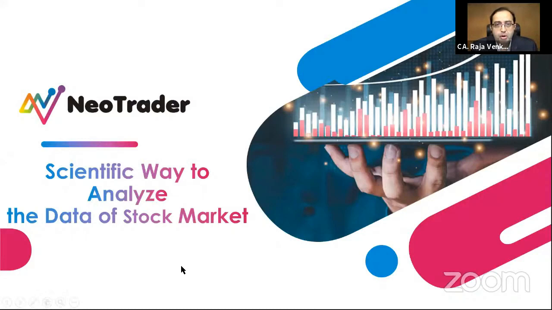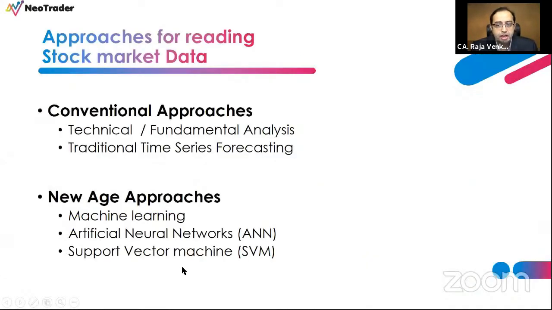When you talk about understanding and reading the stock market data, there are some conventional approaches. And what are those conventional approaches? It is using technical analysis, using fundamental analysis, and also finding out what the company is doing and how we can benefit by participating in the company.